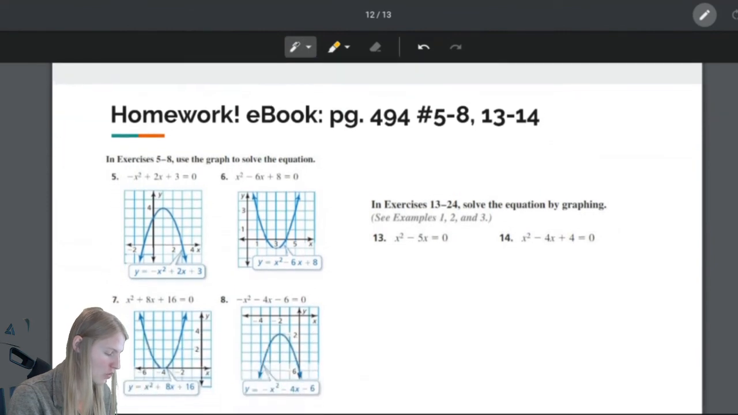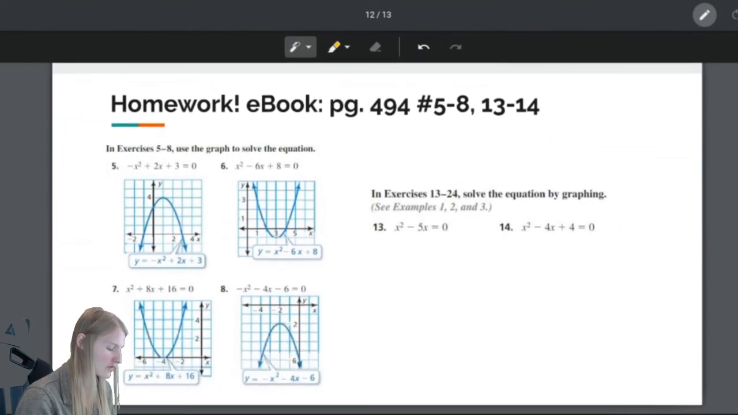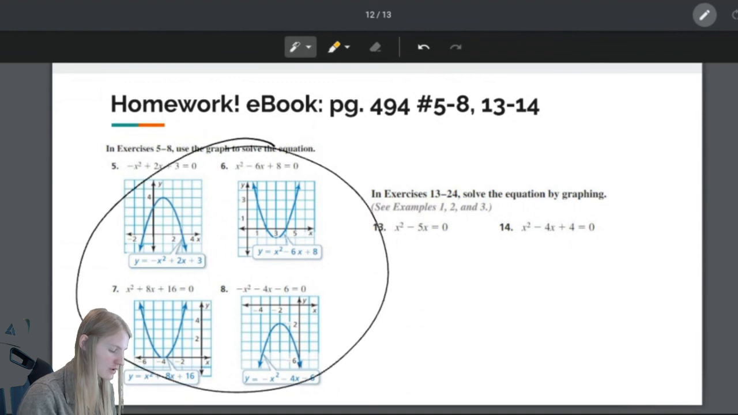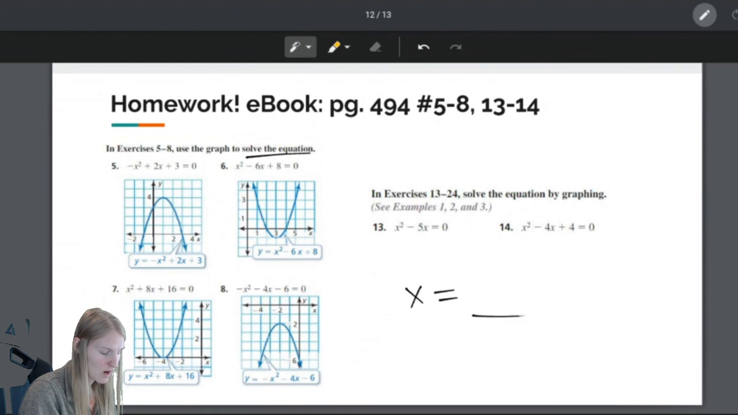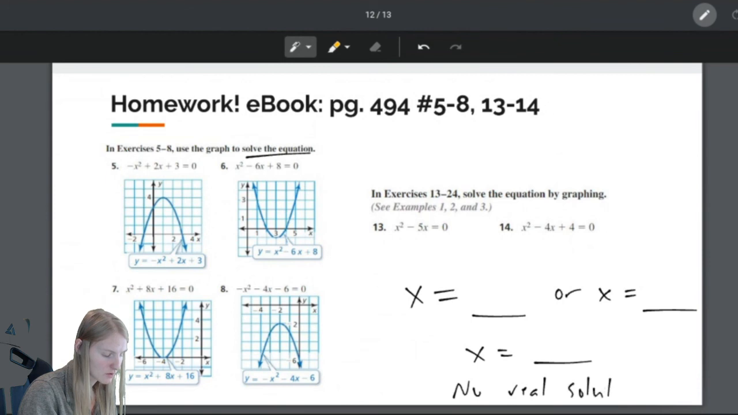Your homework is only 6 questions. In 4 of them, I already graphed them for you. The other 2, you need to graph them. But yeah, solve the equation. So x equals what? And are there 2 of them? X equals this or x equals this? Is there only one? Or are there no real solutions? So these are the options for what your answer looks like.